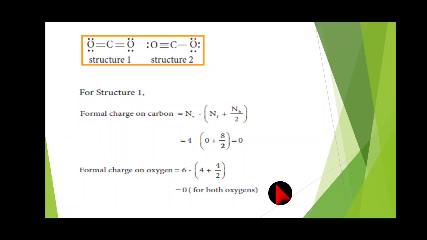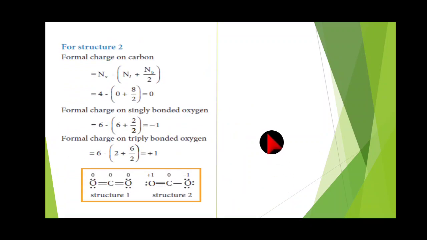Right? Now structure 2. Formal charge, structure 2 we mentioned here. Formal charge on carbon, the formula we are using. So valence electron 4, lone pair 0, number of bonding 8 electrons. Here 3 bonds and 1 bond. So each bond 2 electrons, 8 electrons by 2 equal to 4, so the formal charge on carbon is 0.